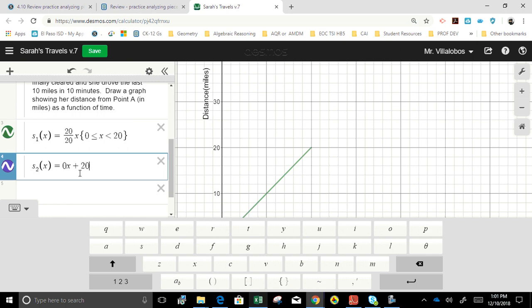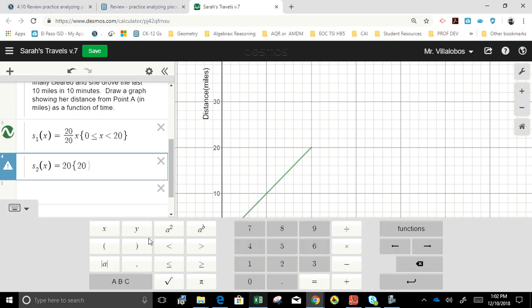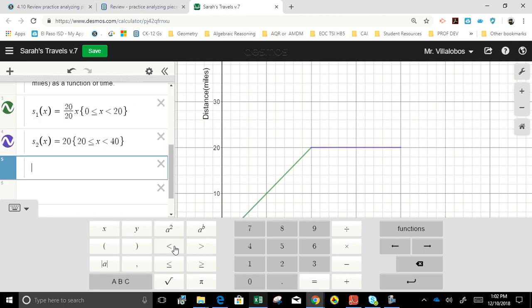Times x plus 20. Okay, that's kind of silly. I'm just going to put 20. And then I'm going to put my brackets and say that that was from minute 20 less than or equal to x less than, what's 20 plus 20? So I could put 20 plus 20, but I'm going to dare say I can add those numbers together. Press enter, and I've got my two pieces.